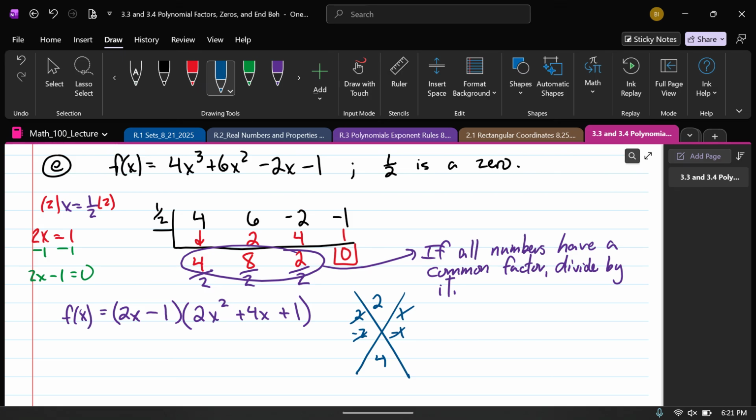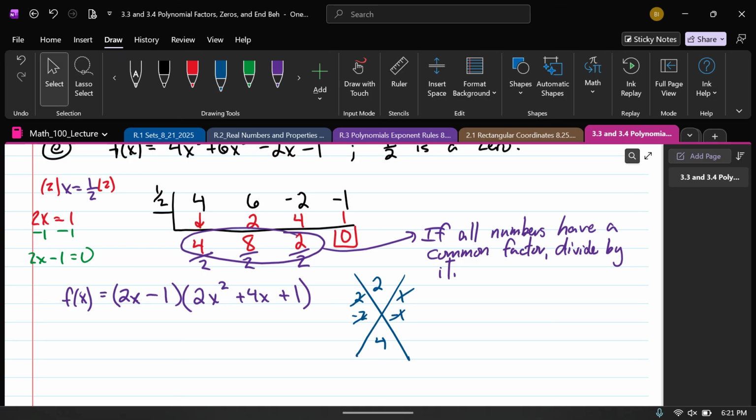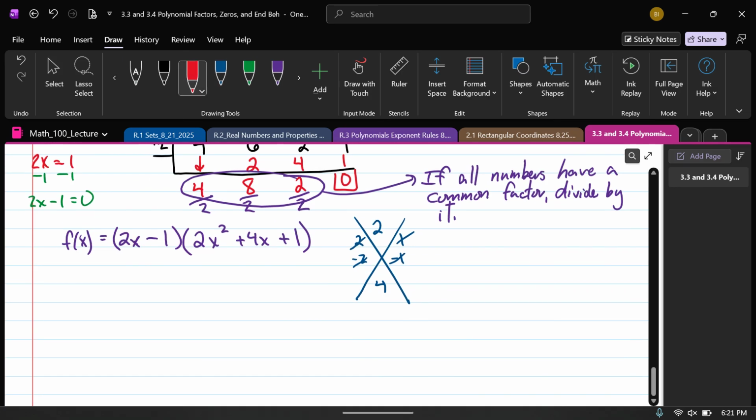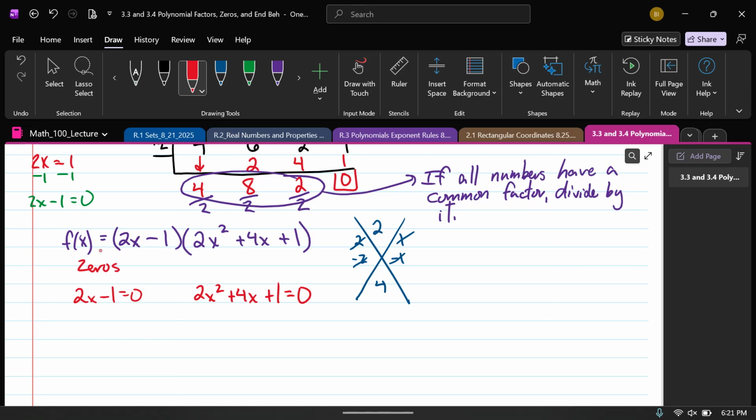Quadratic formula. That's how I know to do it. I'm going to try that factoring every time because it makes finding the zeros really easy. But if it doesn't work, I'm going to set 2x minus 1 equal to 0, and I'm going to set 2x squared plus 4x plus 1 equal to 0. That's going to help me find the zeros. So that's my factored form. I'm just going to abbreviate that double F there for factored form. And then I'm going to solve those.